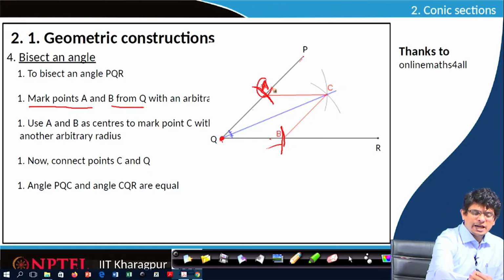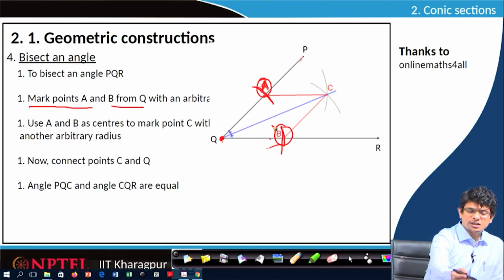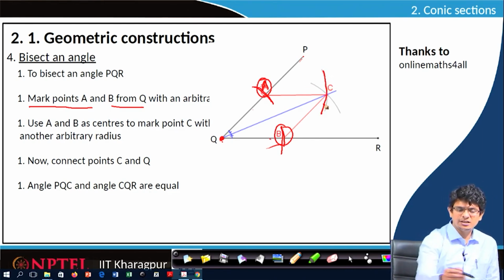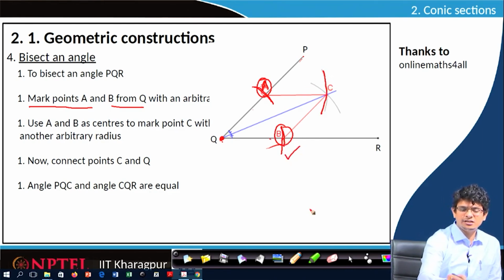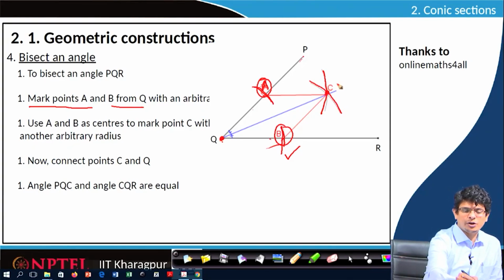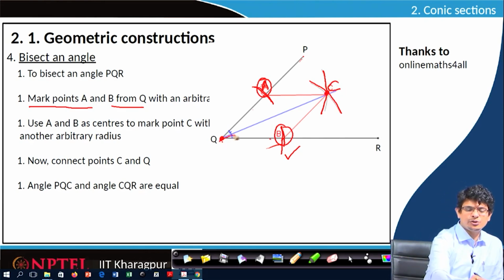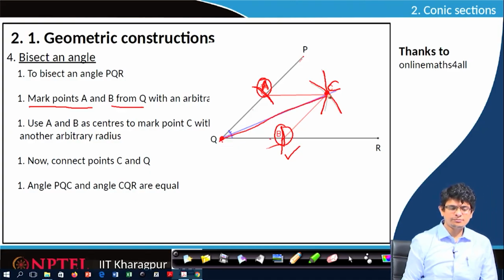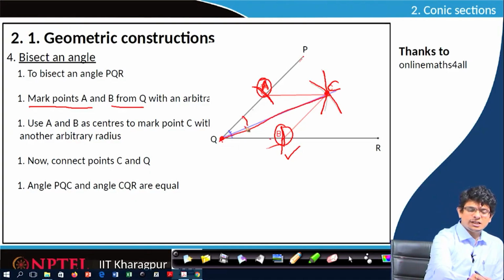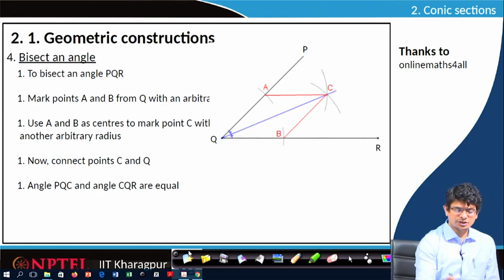Then use points A and B as centers with the same or an arbitrary radius. Mark a curve from A as center, similarly from B as center, mark another arc. Where they intersect, call that point C. Once C is known, join C to Q by a line. Once it is done, this angle and this angle become one and the same. Let us look at it through geometric construction on the sheet.